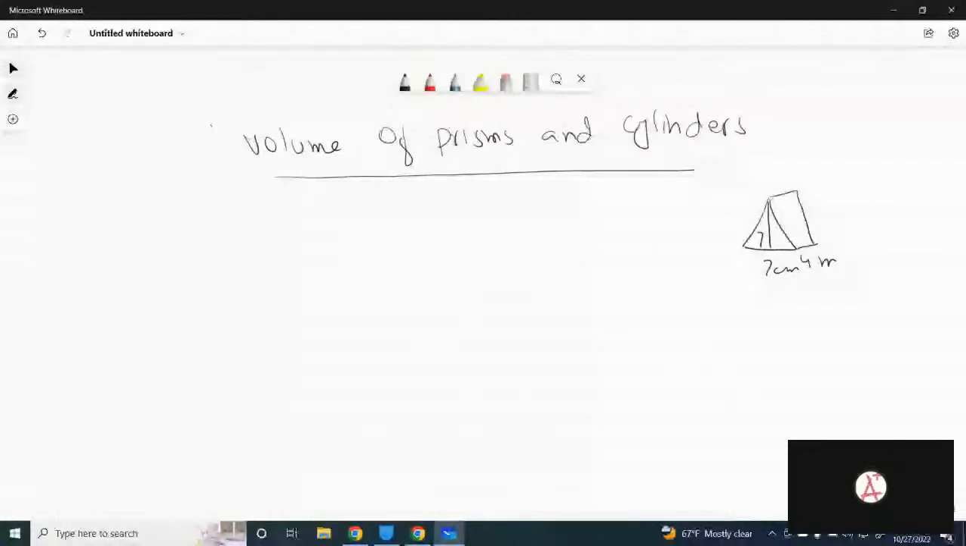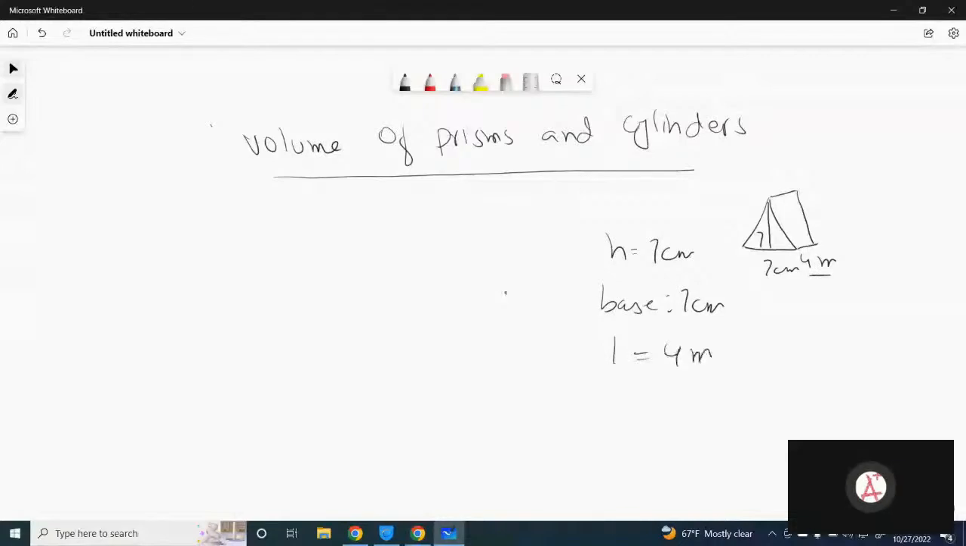Okay, you have to find the volume of the shape. So first of all, look at the triangular side. The area of the triangular side is... height is 7. Okay, the height is 7 centimeter. Base is also 7 centimeter and the length is 4 meter.